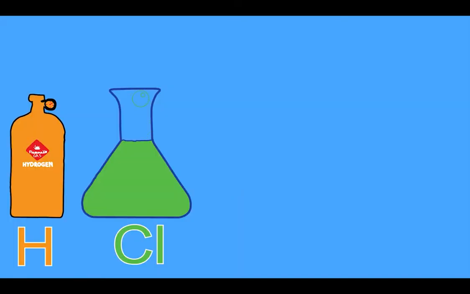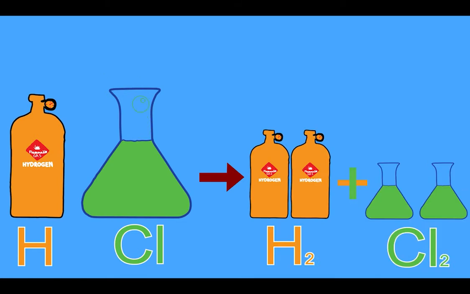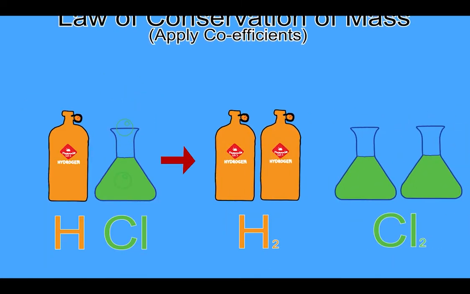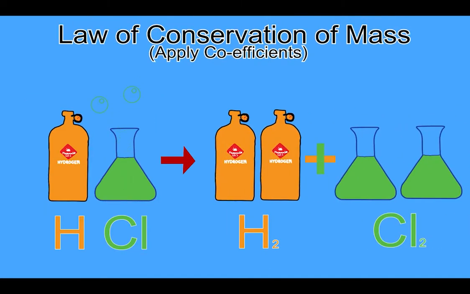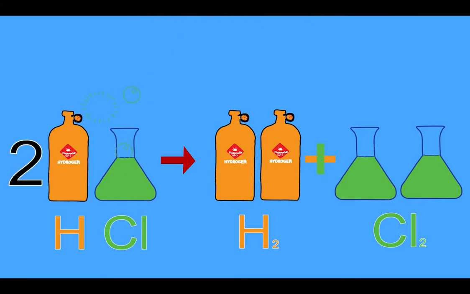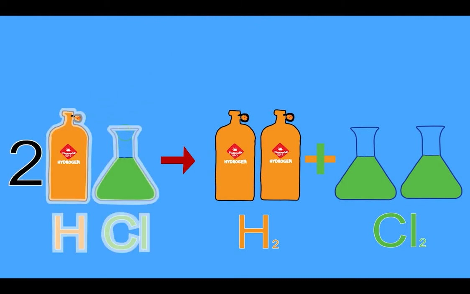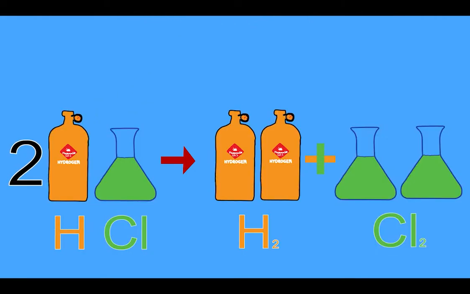Now let's look at a chemical formula for this. We have hydrochloric acid here, which is made up of hydrogen and chlorine. According to the law of conservation of mass, we must apply a coefficient of 2 to the left side to balance the right side of the equation.